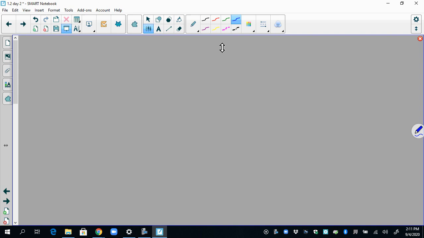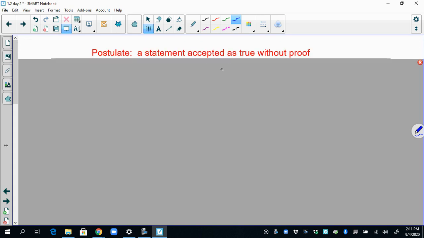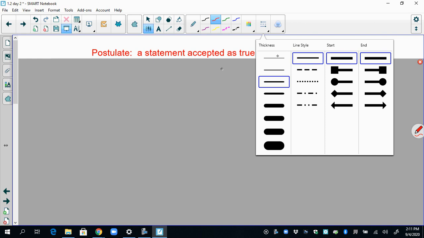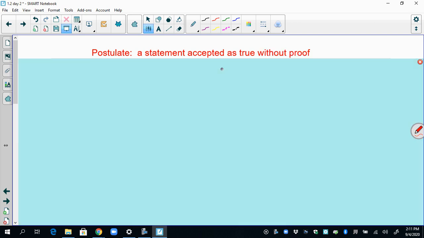All right, next page. In geometry, we have things that are called postulates. A postulate is a statement that's accepted as true without proof. And I just like to call those, well, duh statements, okay?